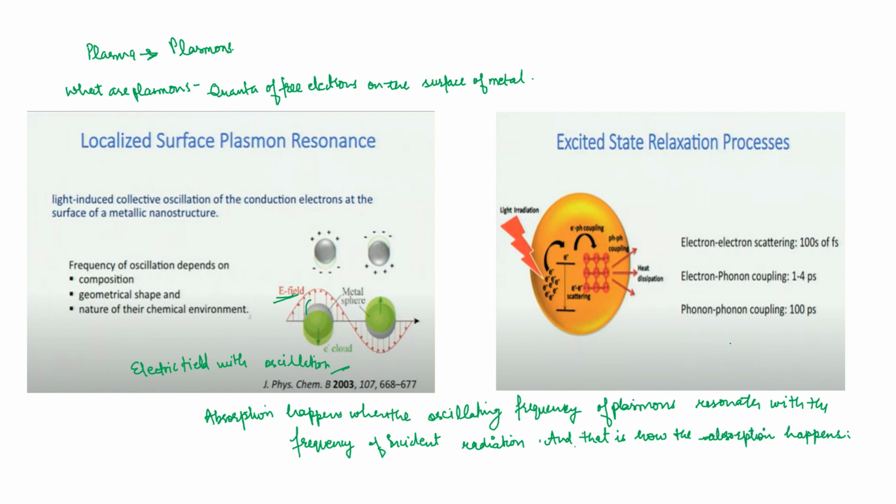After being excited, reaching the excited state, what are the processes that can happen? The excited state relaxation processes can be as follows. The first is electron scattering. After light irradiation and excitement of the electron to the other state, scattering can happen. This process is of a low time scale of around 100 femtoseconds. So the first process is electron scattering.